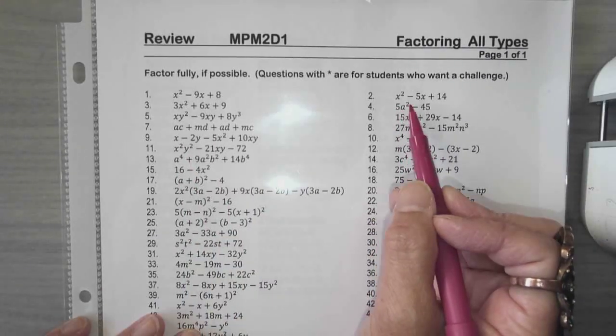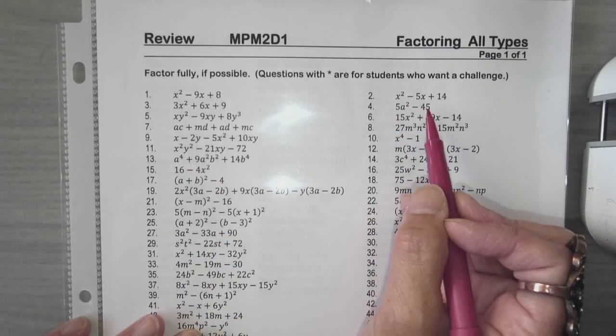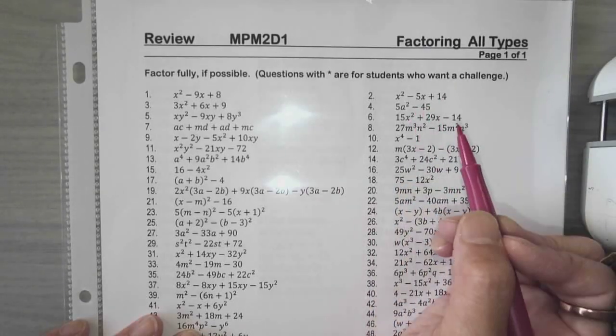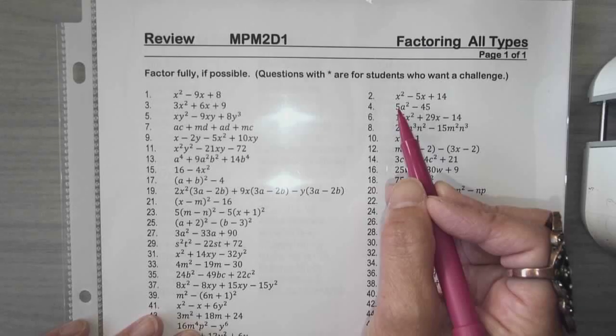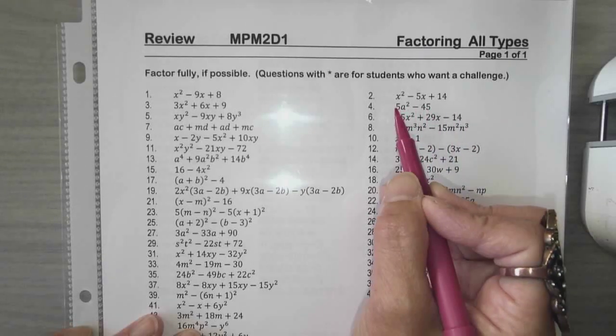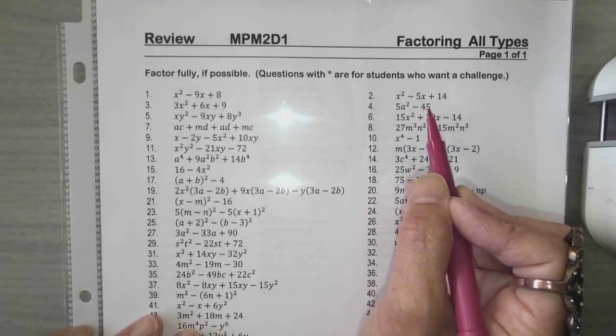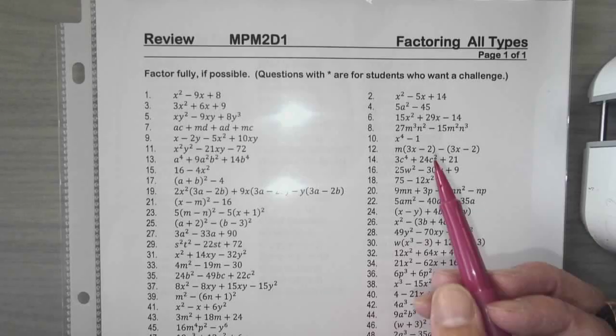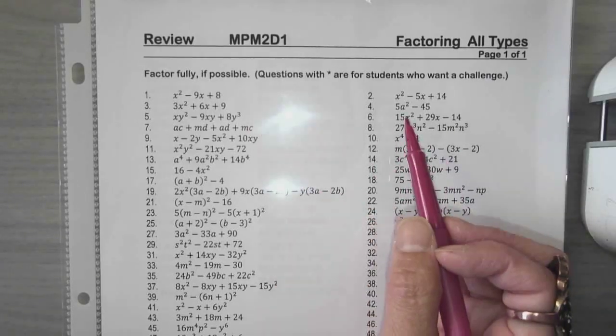Here, I go 5a squared minus 45. I only see two terms with a minus between. So with a minus in between, that means it's going to be a difference, but those are not perfect squares. But can you see that there's a 5a squared minus 45? There's a 5 in there. So with each one of these, you kind of analyze them to see which type it is.